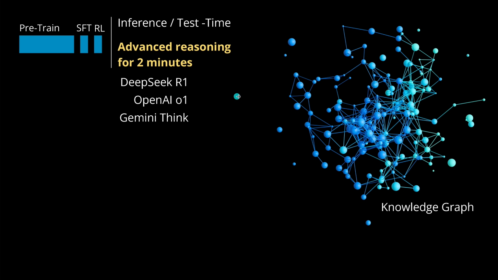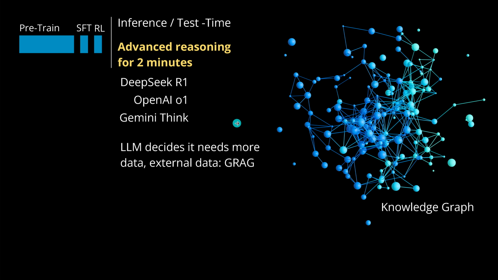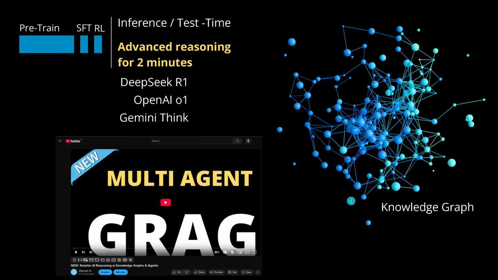You remember our beautiful models DeepSeek R1, OpenAI R1 or Gemini Thinking. They have pre-training, supervised fine-tuning, reinforcement learning, inference or test-time computation. For advanced reasoning it takes maybe 2 minutes when they are thinking. And the idea is, if the parametric knowledge within our LLMs is not enough, we just connect to external data that are stored in a knowledge graph. So whenever the LLM decides, hey, I need more data, we have GraphRAG. And this is exactly the video of today.